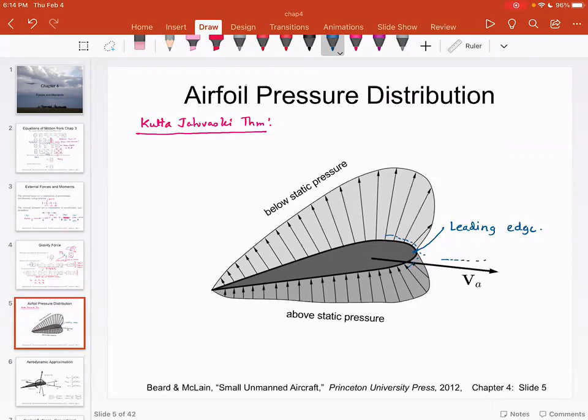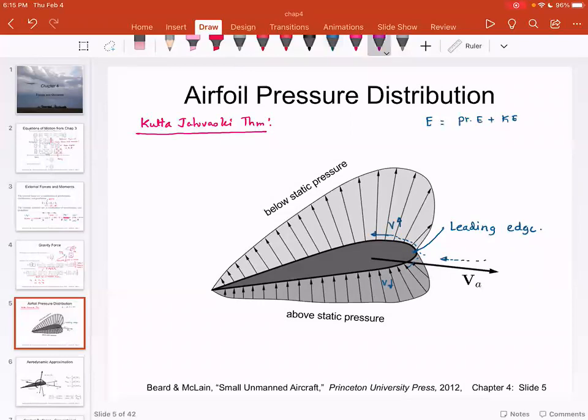So what happens is, when you have the incoming air flowing over the leading edge, the velocity over the top increases, and the velocity over the bottom decreases. As per Bernoulli's principle, the total energy is constant. The total energy comprises pressure energy plus kinetic energy. And then you can think about the potential energy, but in this particular case, we ignore potential energy.